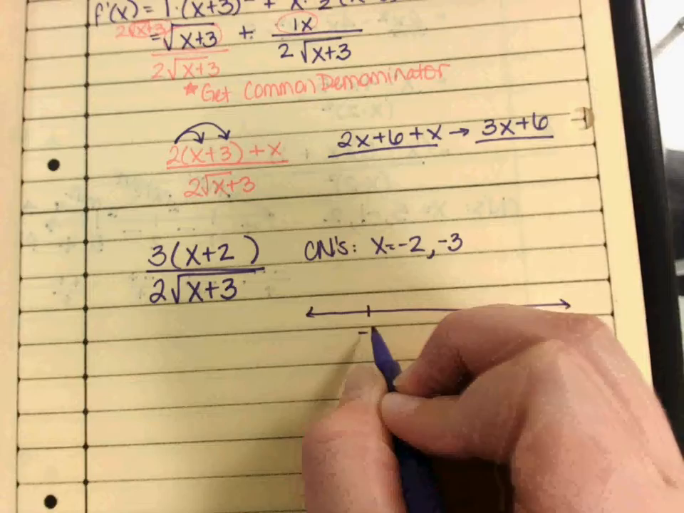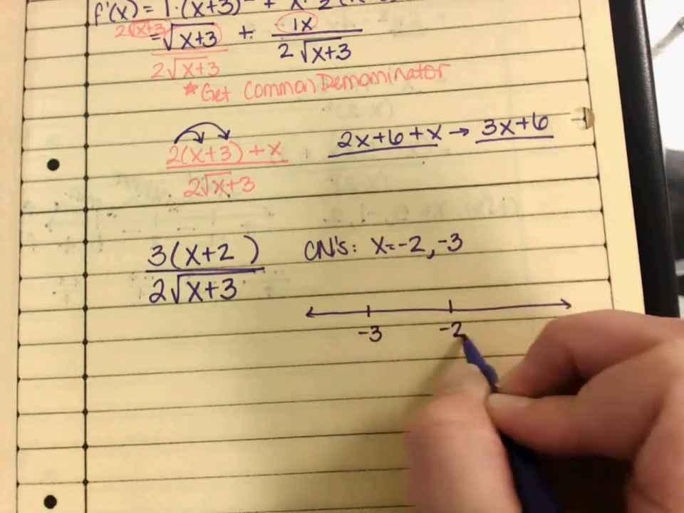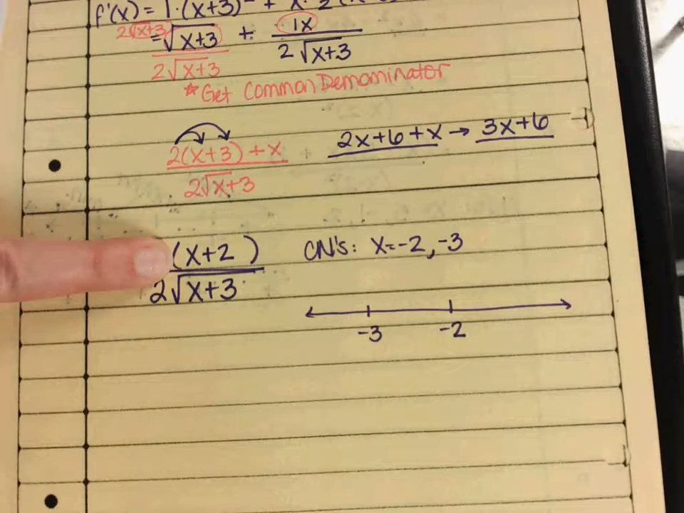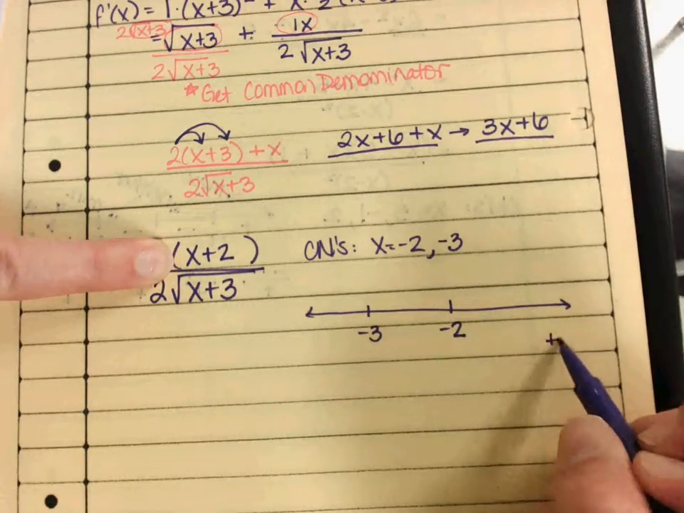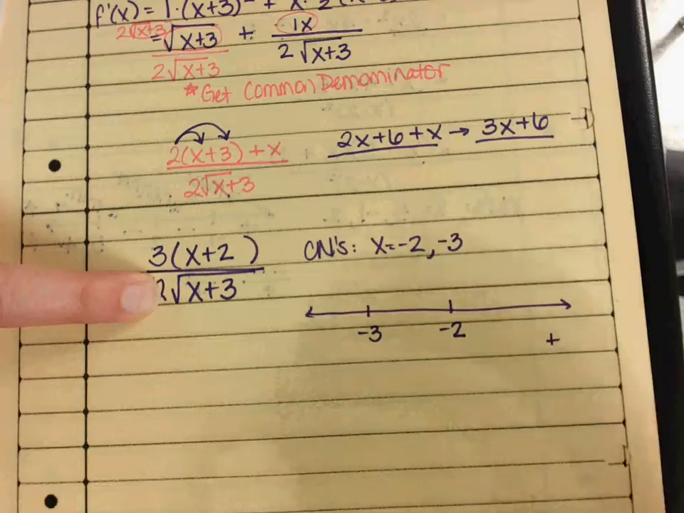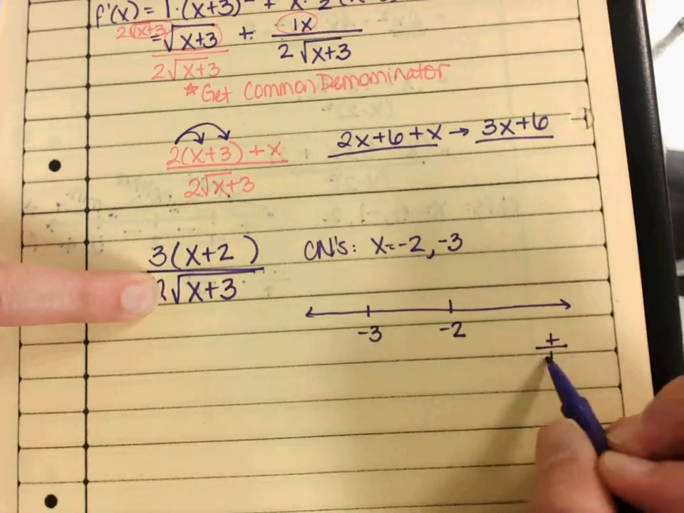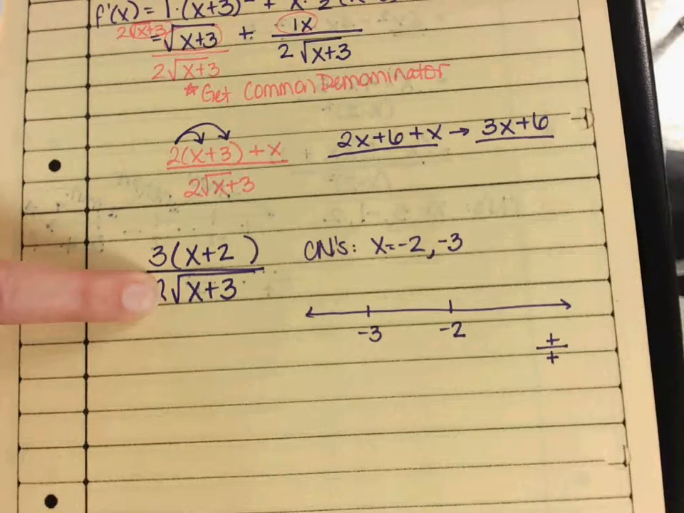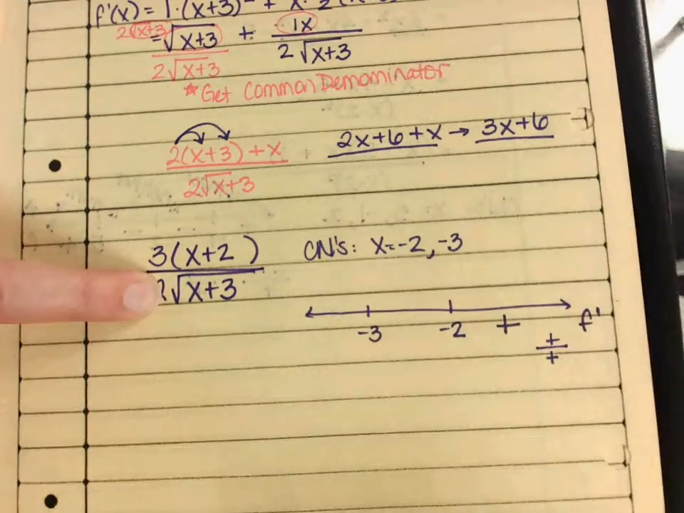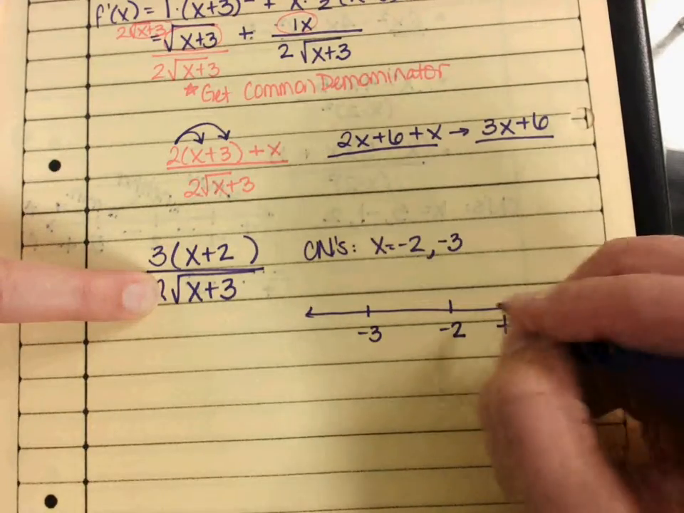Negative 3, then negative 2. Okay, I'm going to start with a positive number. I'm just going to pick 0. On top, what is 0 plus 2? 2. Okay, positive 2. On bottom, what's 0 plus 3? And the square root of a positive number is still positive. Overall, what is the sign? Positive. If f prime is positive, what is f doing?